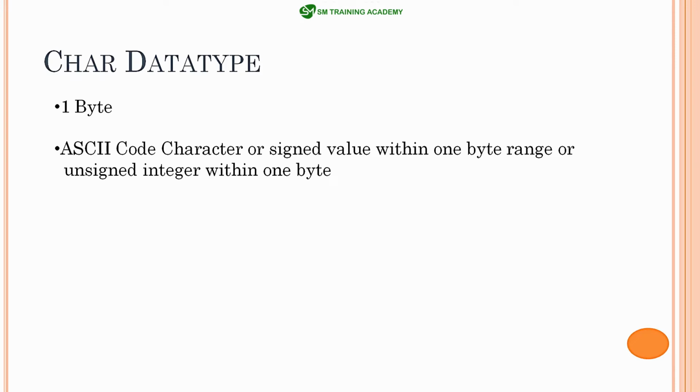whether it is a computer CPU or a microcontroller CPU. And most often this char data type variables are useful for holding the ASCII code characters or the signed integer values within the range of a byte of data. So ASCII is nothing but American Standard Code for Information Interchange.